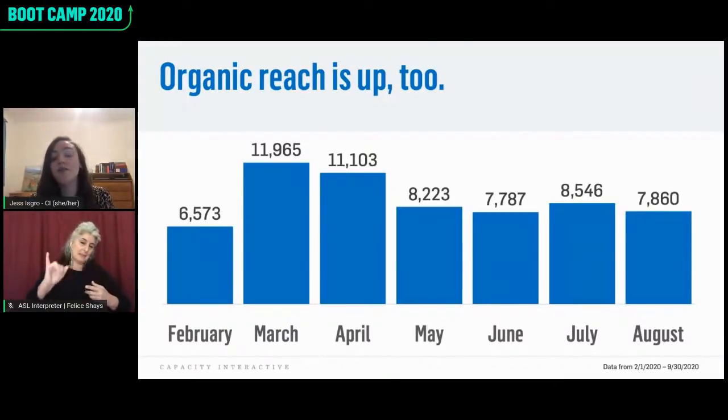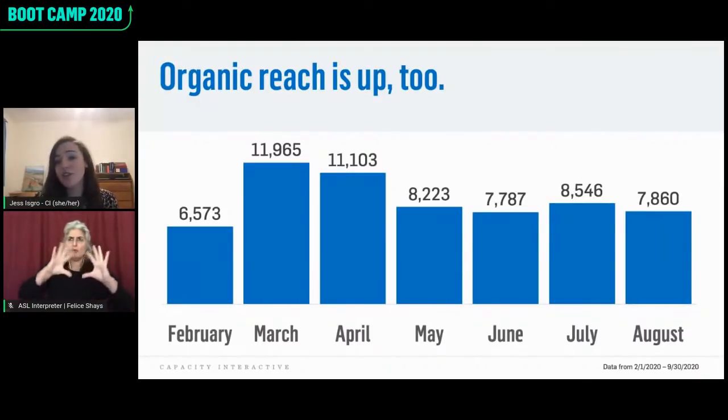What we can see here is that in February, we were at our lowest average reach per post at about 6,500. In the months that followed, as the social landscape really started to change, organic reach changed along with it. We were up 90% February to March, 80% February to April, and May through August saw dips from those two first peak months.